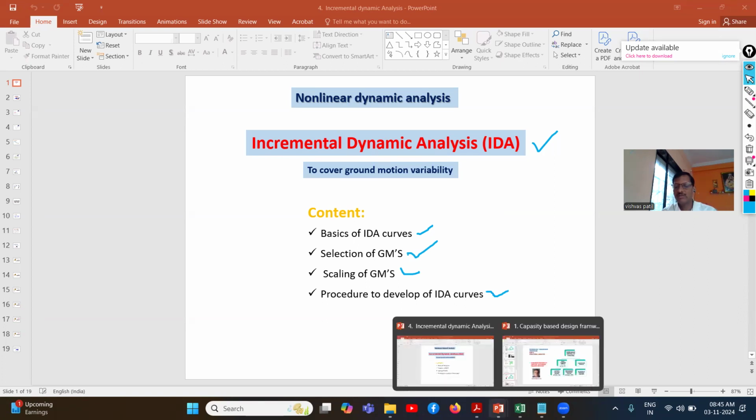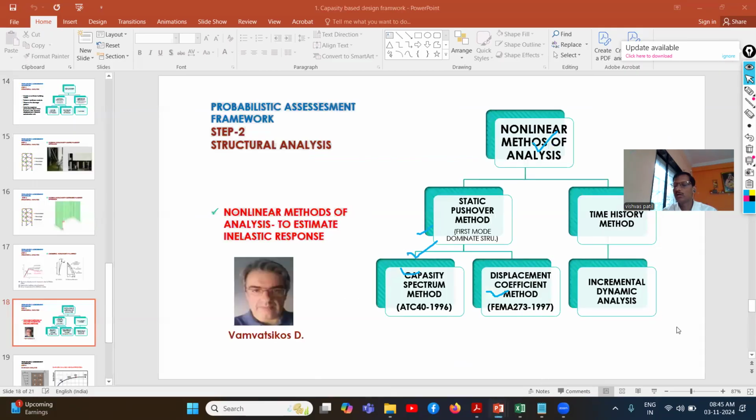In my previous video, the link is also given in the description, we discussed seismic nonlinear analysis methods. There are two methods to estimate the inelastic deformation in the structure. The first is known as the static pushover method and the second is known as the time history method. The time history method is more realistic because in this type of analysis, the structure is actually subjected to ground motion.